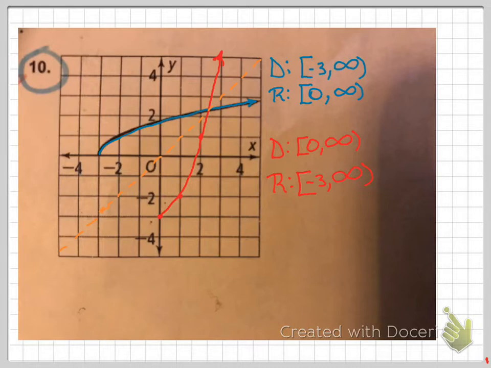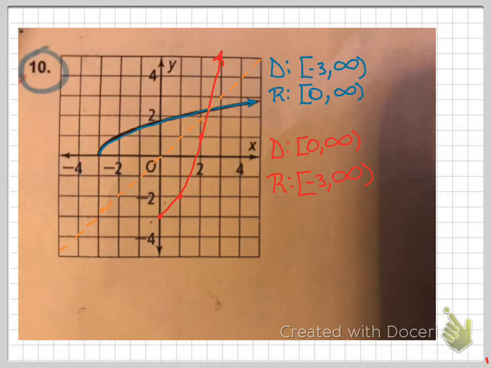To get the inverse, I just flipped points along the graph. And so like (-3, 0) became (0, -3). (-2, 1) became (1, -2). (1, 2) became (2, 1). Okay, sketched the graph out.